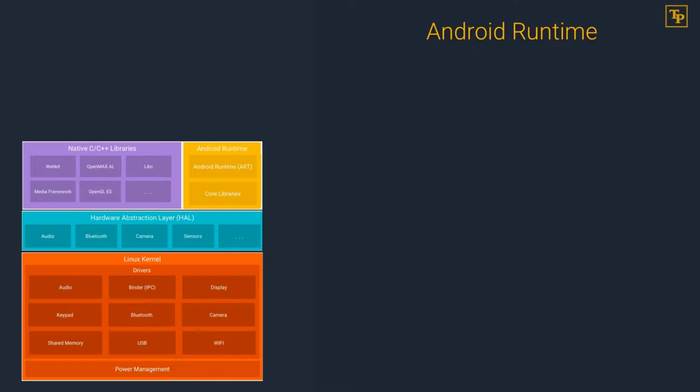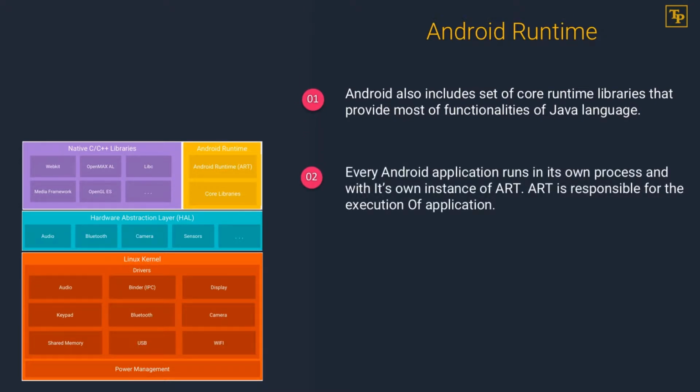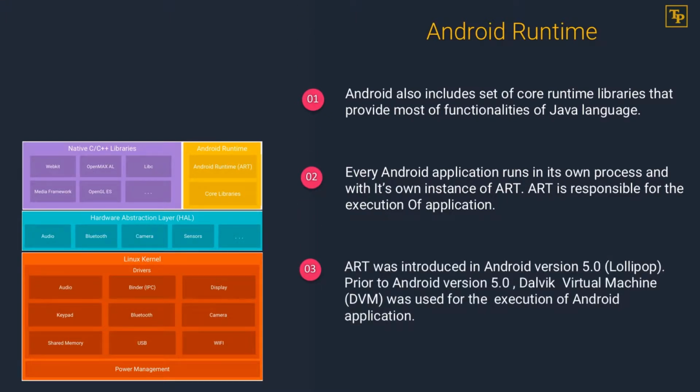On the same level, another software component, Android runtime, resides, which consists of core runtime libraries and ART, Android runtime. The set of core runtime libraries provides most of the features of Java language. Every Android application runs in its own process and with its own instance of ART. ART is responsible for the execution of Android applications. It was introduced in Android version 5.0 Lollipop. Prior to Lollipop, Dalvik Virtual Machine, also known as DVM, was used for the execution of Android applications.